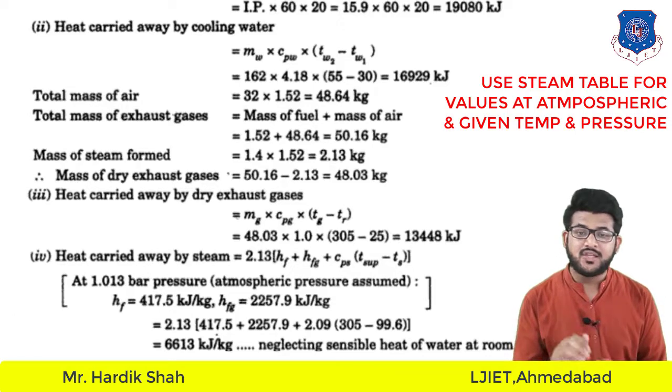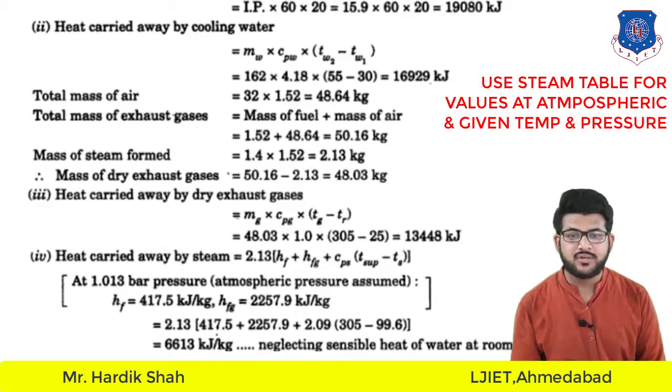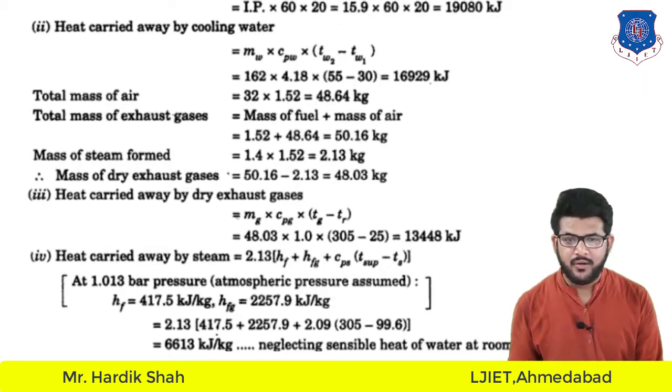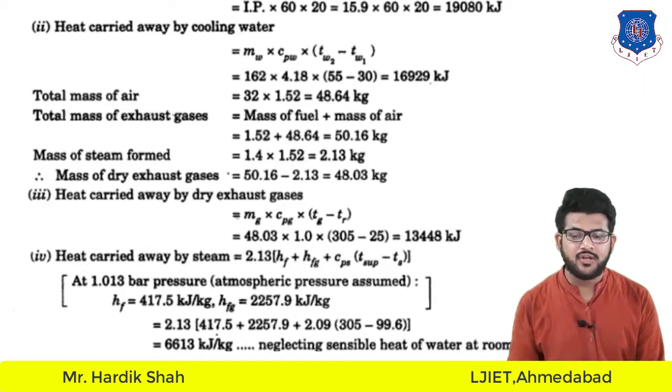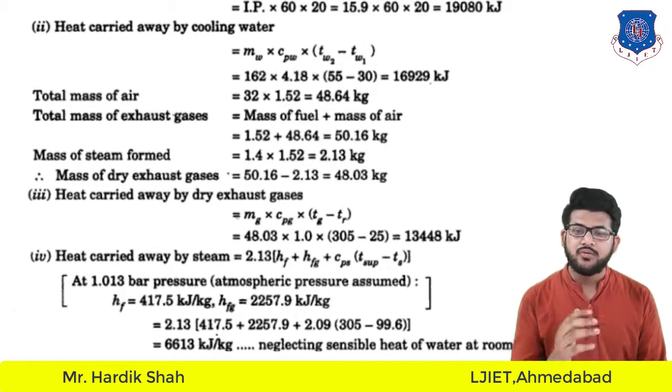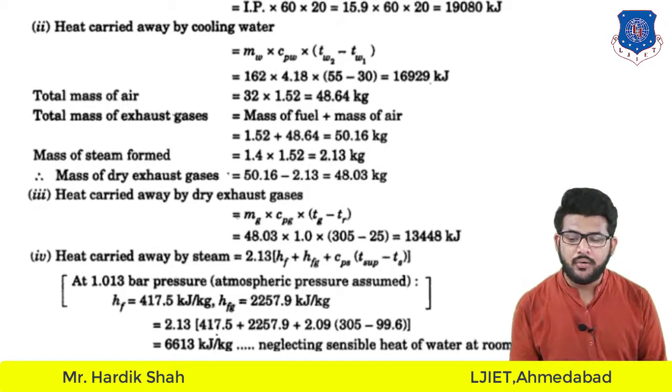Okay, we are actually neglecting the sensible heat of the water at room temperature, because it is not given in the data. We are just neglecting it, because the loss will be very small. So this was all the heat calculations for the heat balance sheet. Fine. Now let's see how we will do it in tabulated form.